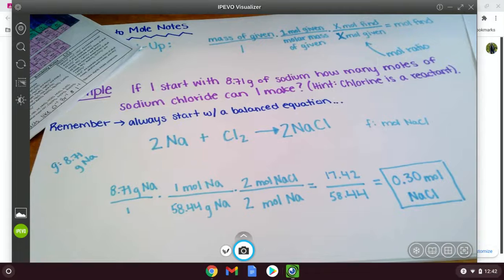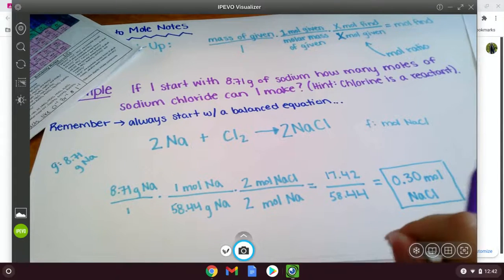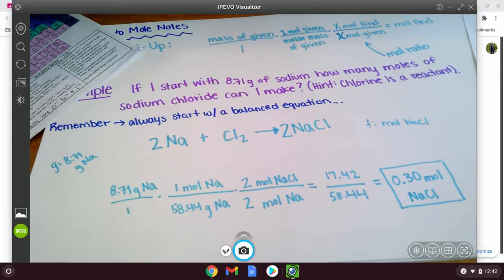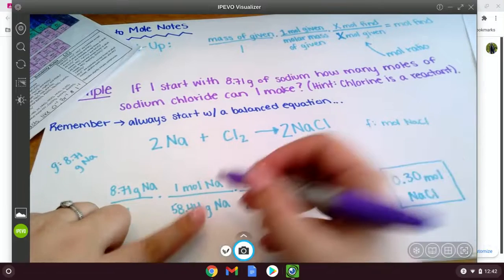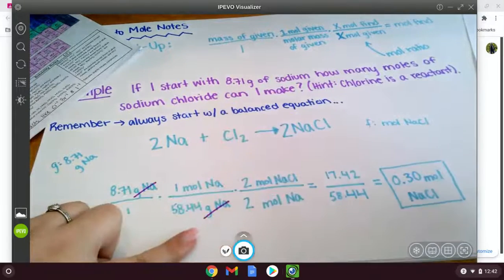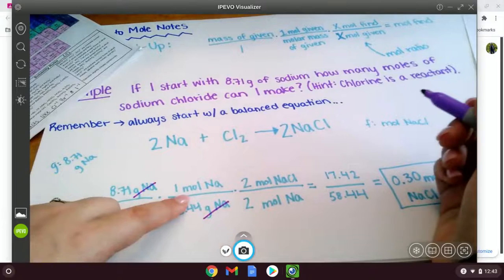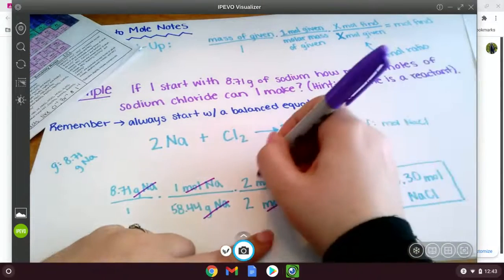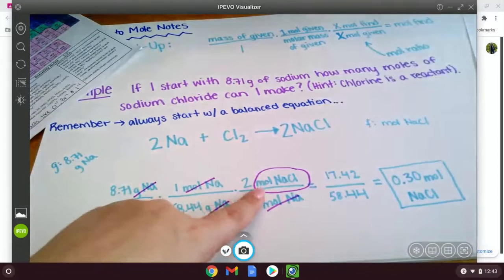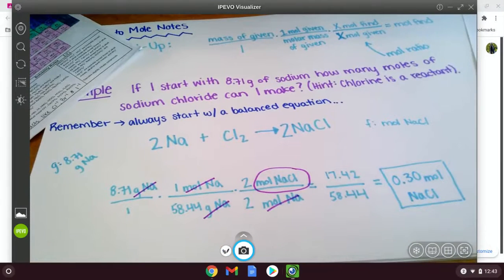Another great way to double check your work is to check your units. So if I have a unit on the top and that same unit on the bottom, I know that they're going to cancel each other out. So I have grams of sodium on the top and grams of sodium on the bottom. They cancel out. Rules of math. Mole Na, mole Na. So those are going to cancel out. And I know that I'm going to be left with moles of NaCl in my final answer. So that's a great way to check that you're on the right path.